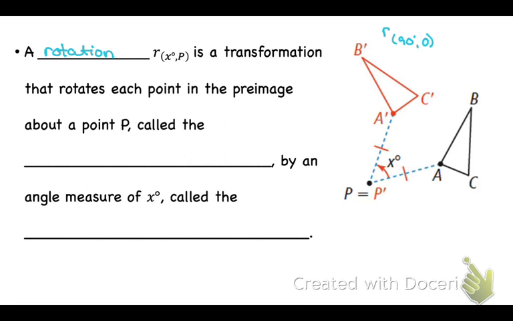So it was a transformation that rotates each point in the pre-image about a point P called the center of rotation, by an angle measure of x degrees called the, so difficult, angle of rotation. So the point is called the center of rotation. The angle is called the angle of rotation. If you look at the picture, we're going from the black to the red.